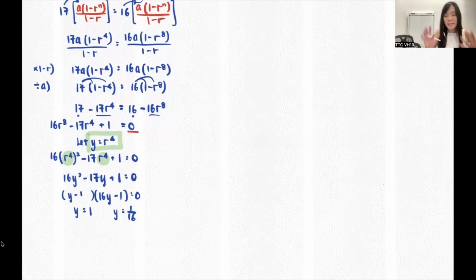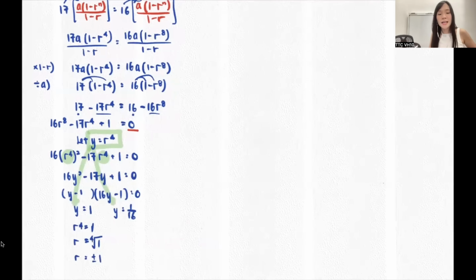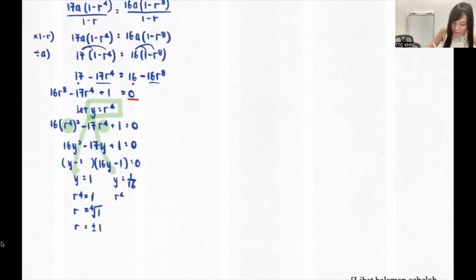So my dear, after you get y, now you can substitute back, since y actually represents r. So power 4, move it over: square moves over as square root, cube moves over as cube root. Power 4 moves over as surd 4. Remember, every surd with an even number, you must write plus minus. So the answer is plus minus 1. Same for this one: R power 4 equals 1 over 16, so R equals surd 4 of 1 over 16.